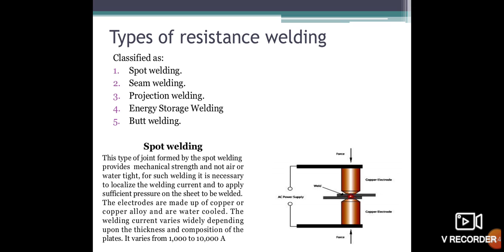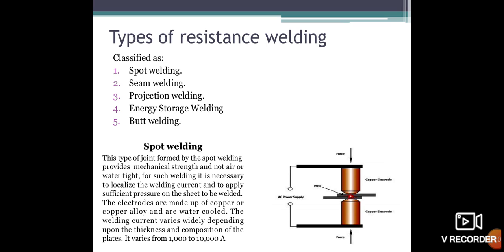Here, the types of resistance welding are basically classified as spot welding, seam welding, projection welding, energy storage welding and butt welding. First of all, spot welding. Here you can see the spot welding figure.